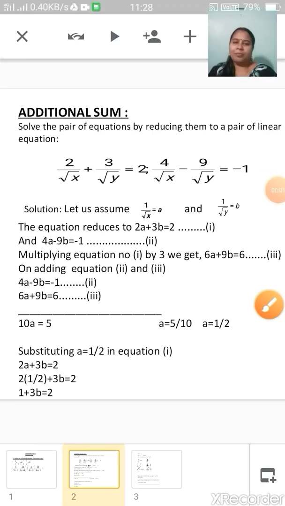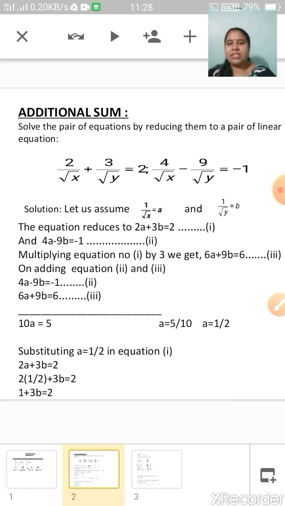The next sum is an additional sum. Additional sum means a sum which is not there directly in the textbook. It is an extra question. I have purposely taken a sum like this so that you get practice of applying the knowledge whatever you have learned in the practice set. If you remember the paper pattern, question number 4 is having such questions which will not be directly from the textbook, but will be based on application of the skills that you are learning.